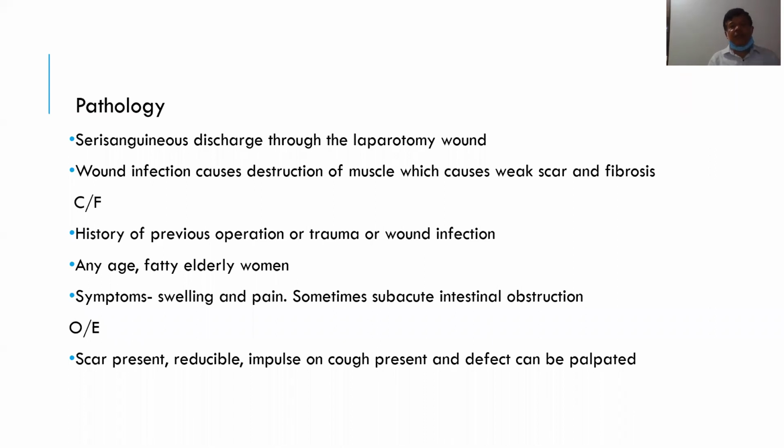Then on examination, you will see there is a swelling, with the presence of a scar, which indicates the type of incisional hernia. Then it is easily reducible, cough impulse is present, and the defect can be palpated on palpation. Defect in the muscle. So here mainly the defect is in the musculofascial layers, because the peritoneum is not defected.